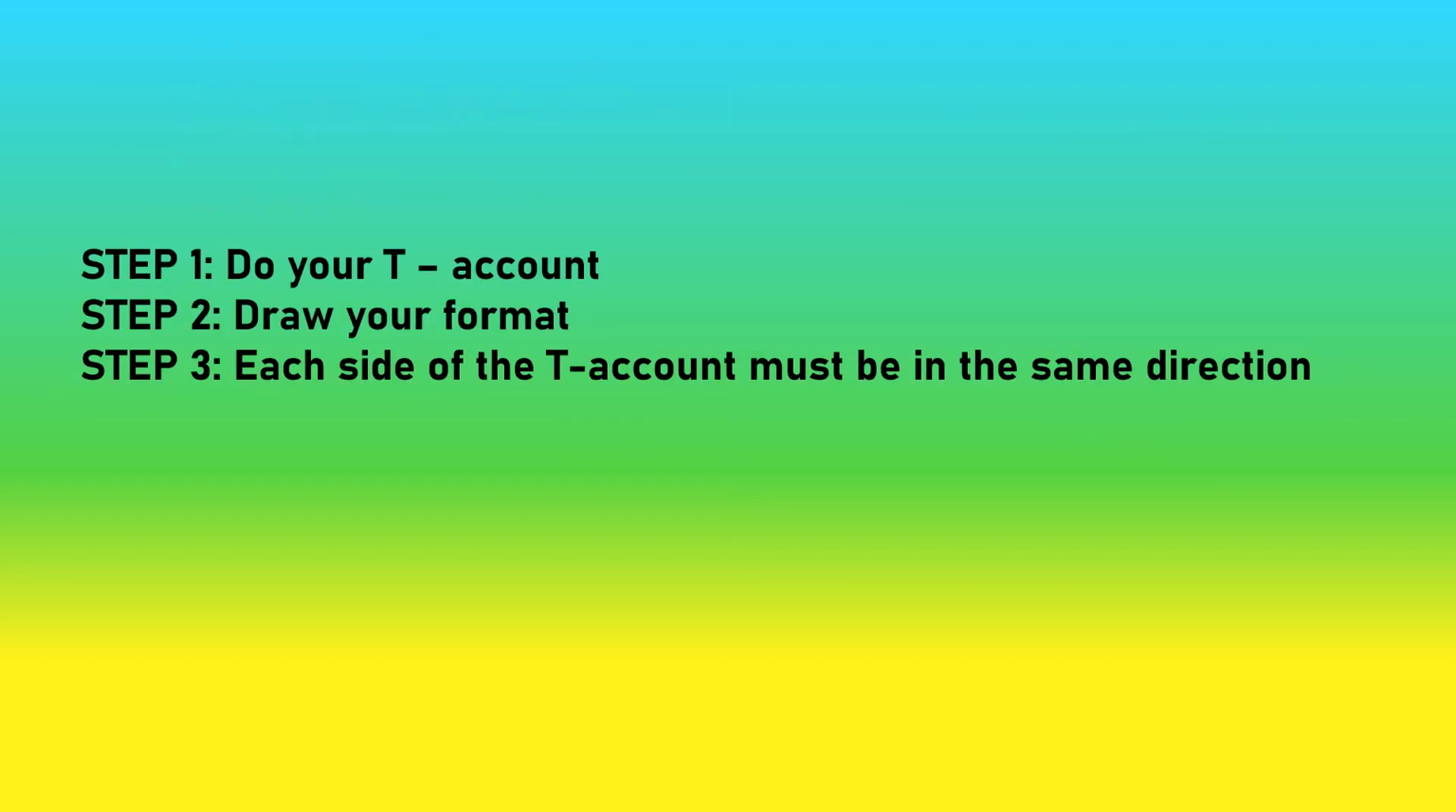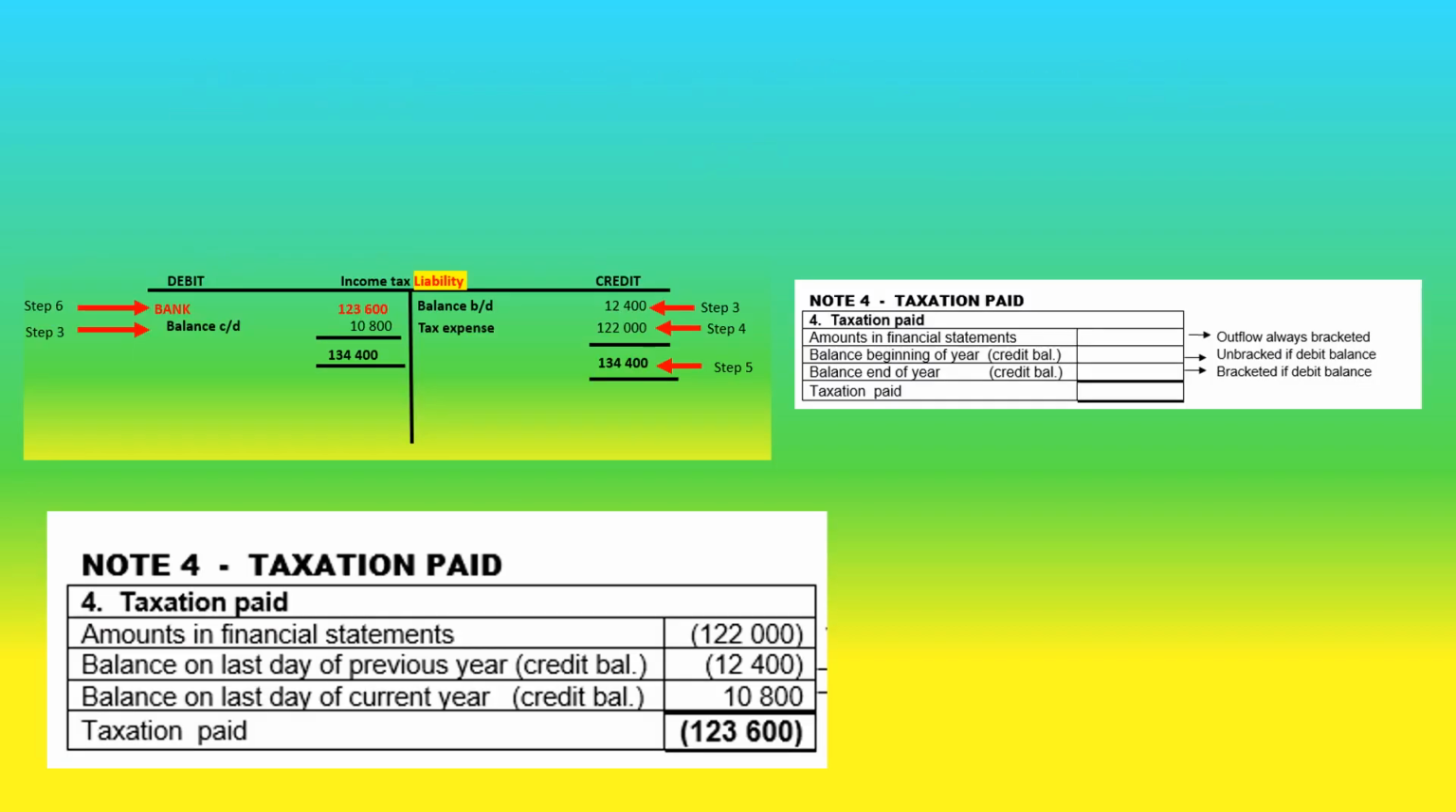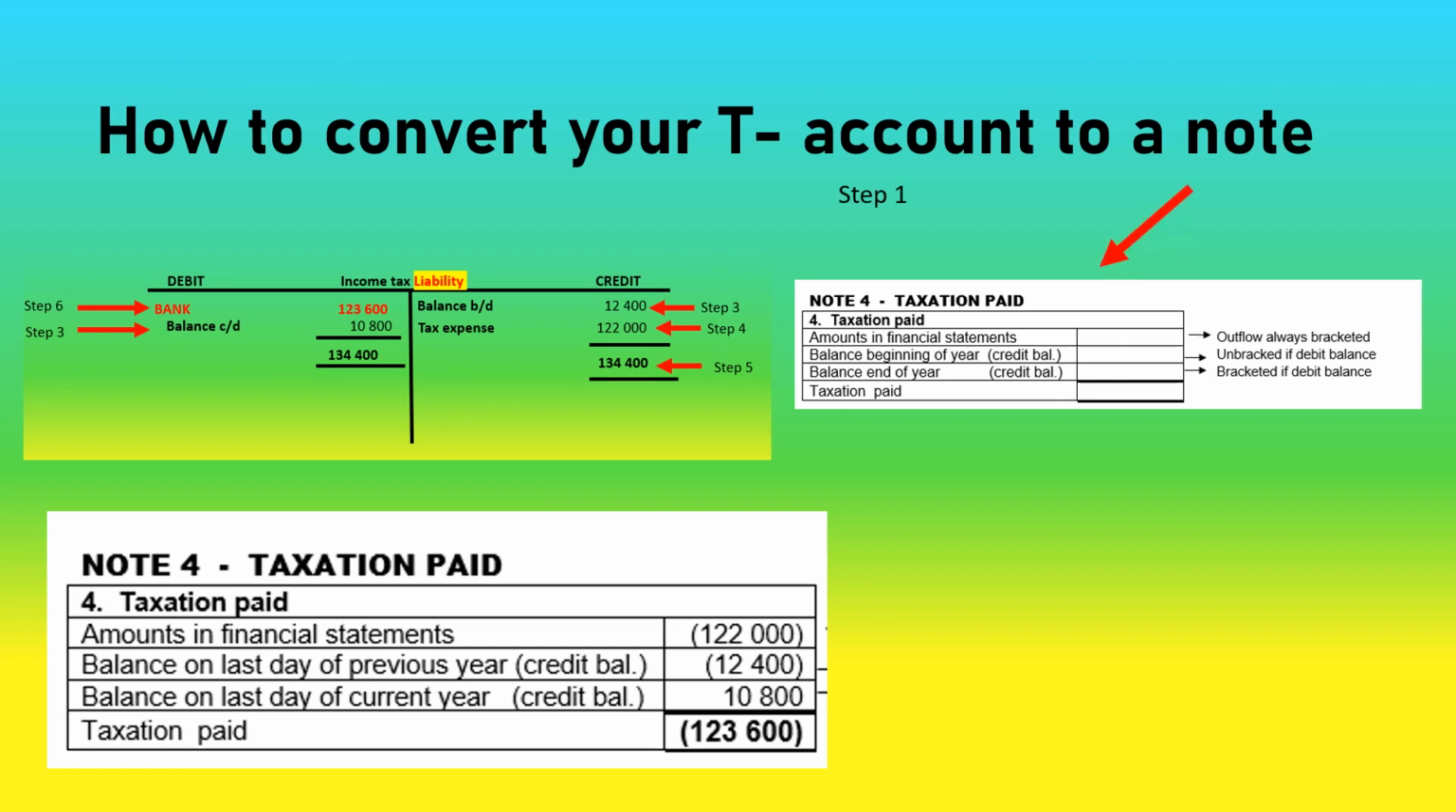We will now use the same example that we did and convert the T account into a note in 3 easy steps. Step number 1, draw your T account. Step number 2, draw the format of the note that you're required to do. The format never changes, right? You've always got your opening balance, your closing balance, and what happened in the current year.